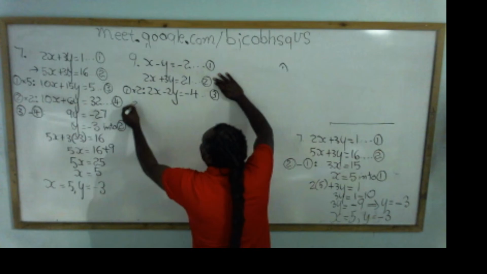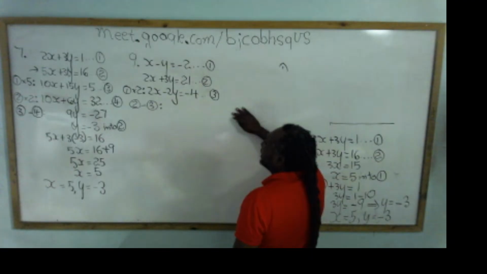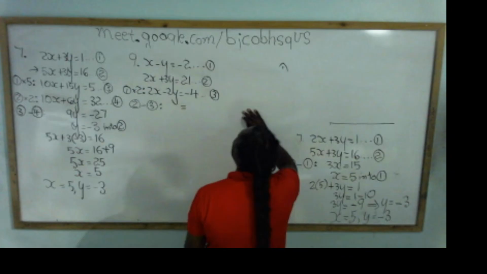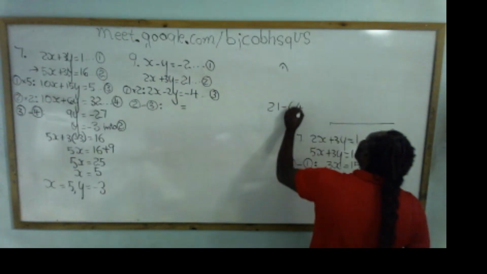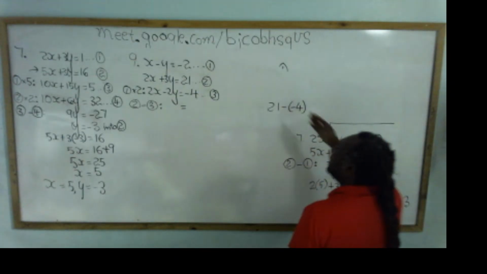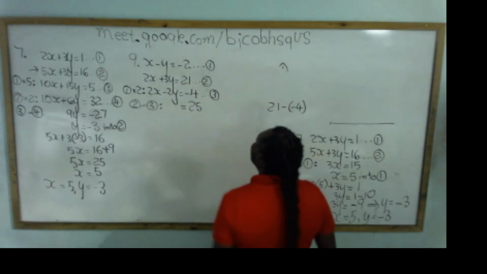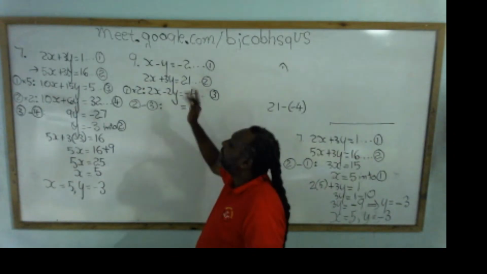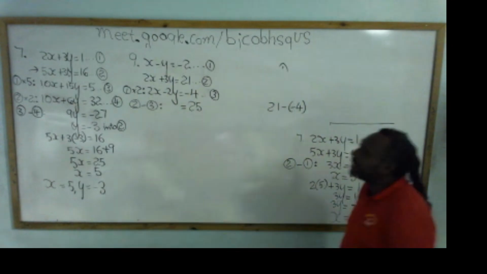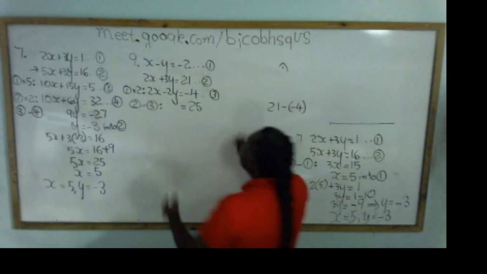Equation 2 minus equation 3. We are subtracting so that the results that we have here will be positive. First of all, we have not 21 minus 4, but 21 minus negative 4. We have done quite a few problems like that before. So that will give us 25. And the other one is just like it: 3y minus negative 2y. So that will give us 5y.